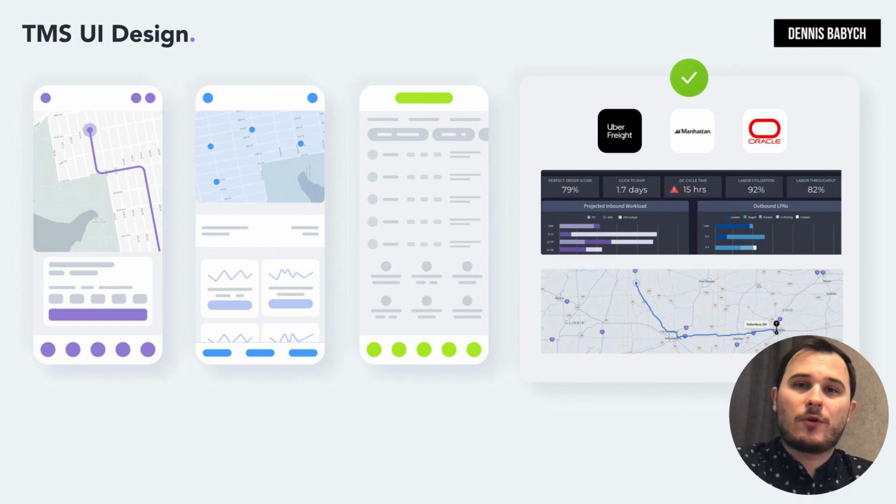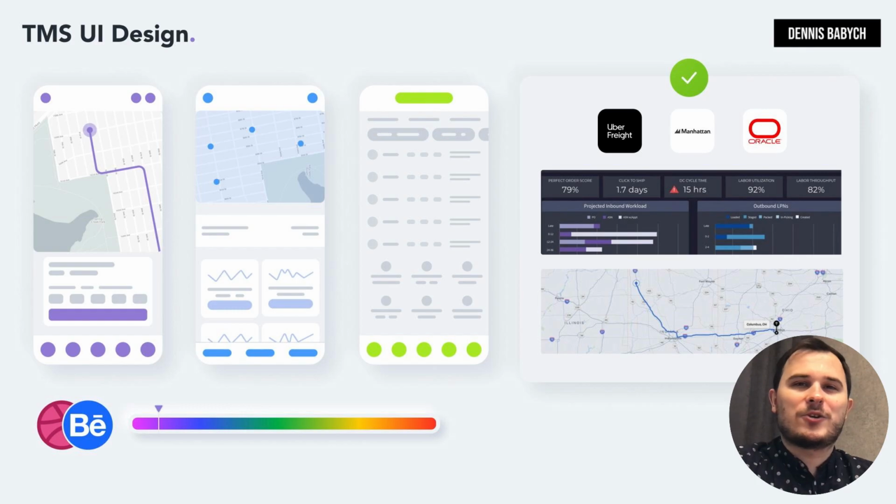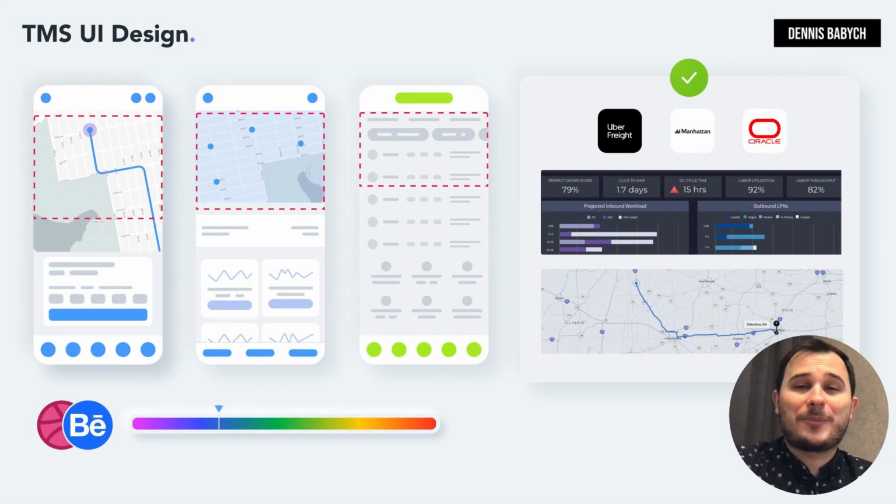Draw inspiration from industry leaders like Uber Freight, Manhattan Transportation Management, Oracle, and so on. Here's a helpful pro tip for you. To generate really cool UI design style ideas, explore portfolios on websites like Behance or Dribbble. Search for CRM, ERP, and transport management apps and incorporate design elements that catch your attention. And remember what Picasso said, good artists copy, great artists steal.